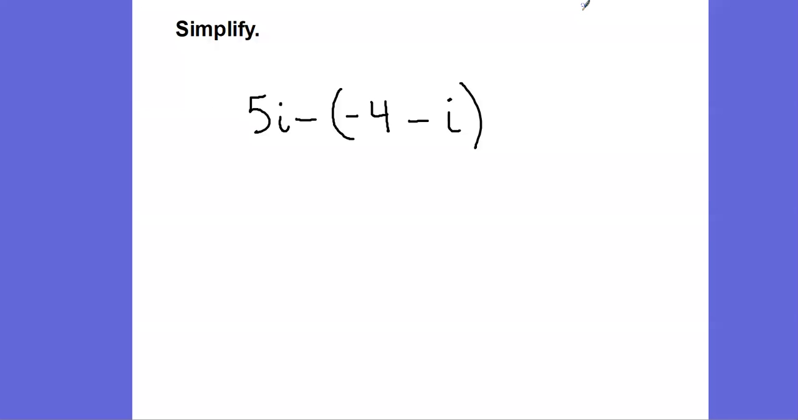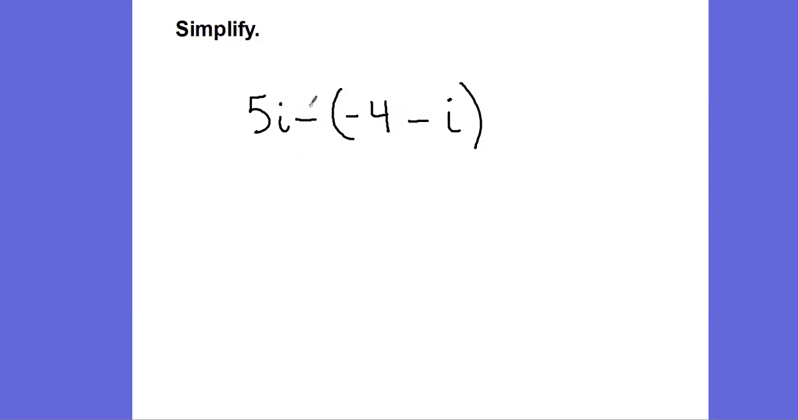In this video, we're going to continue doing some more examples with performing operations with imaginary numbers. In this problem, we have 5i minus the quantity of -4 minus i. So the first thing, make sure you remember how you deal with subtracting a quantity.